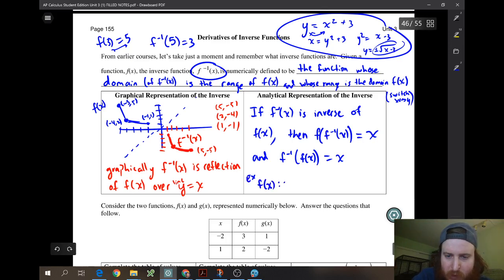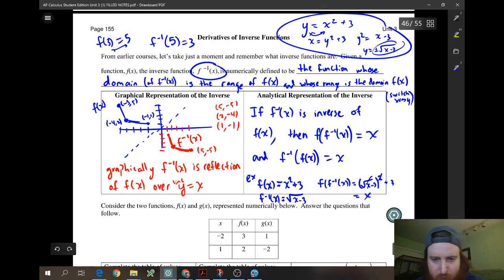If f of x is x squared plus 3, and we say f negative 1 of x, let's just use the positive case, would be the square root of x minus 3. Well, if we plug in f of f negative 1 of x, that's like saying, let's plug in for x squared, the square root of x minus 3, where we see x squared plus 3. Those cancel. x minus 3 plus 3 would just give us back x.